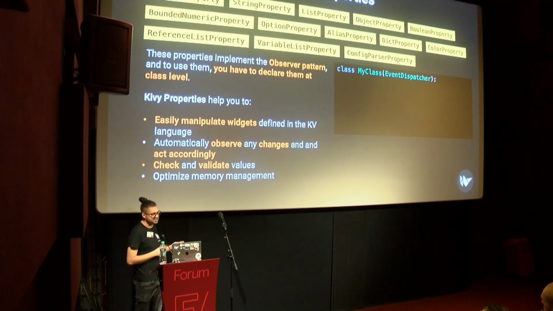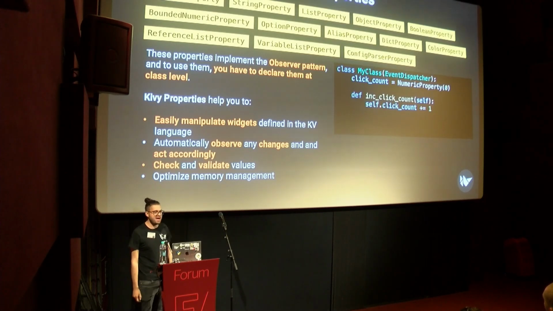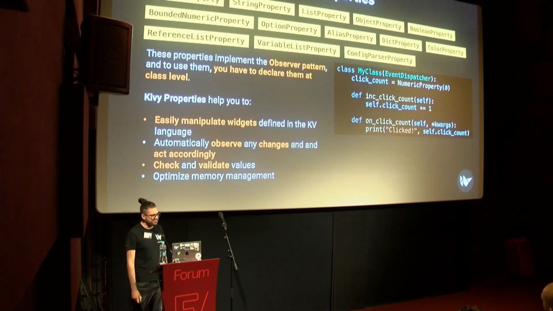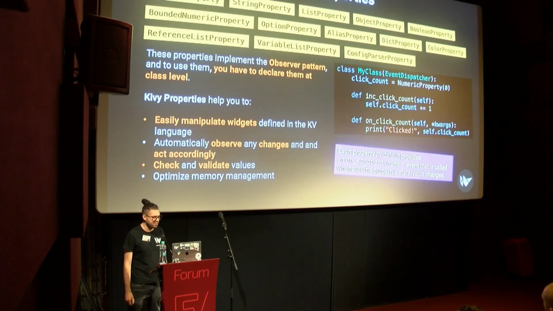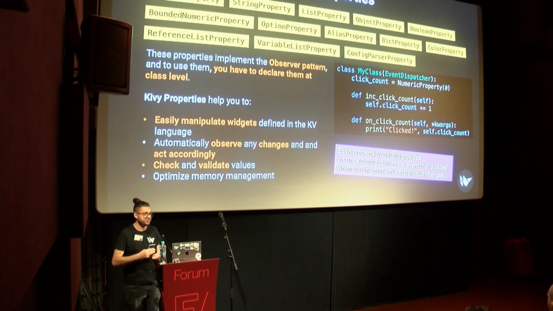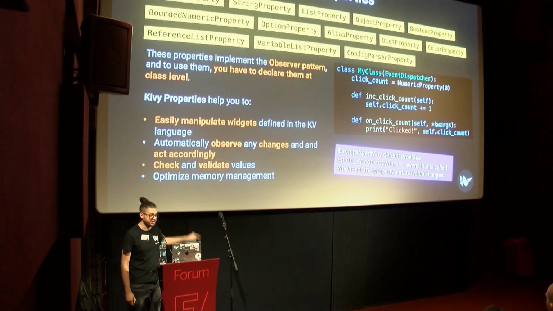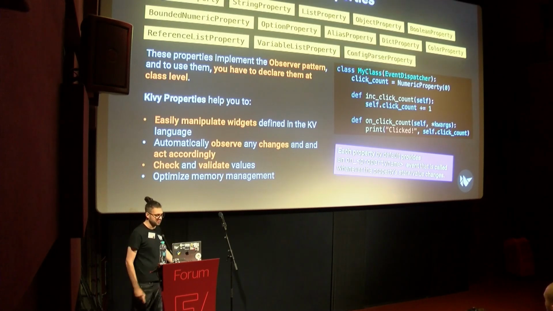But let's take a look at an example. We have the NumericProperty, which defaults to 0 and is named clickCount. And then we have a method, which is incClickCount, that every time it gets called, clickCount gets incremented by 1. And then we have on_clickCount. What is on_clickCount? Well, each property, by default, provides an on_ underscore property name event. This is called whenever the property value changes. So when clickCount gets changed, on_clickCount gets automatically called, so you can observe changes and act accordingly in your code.